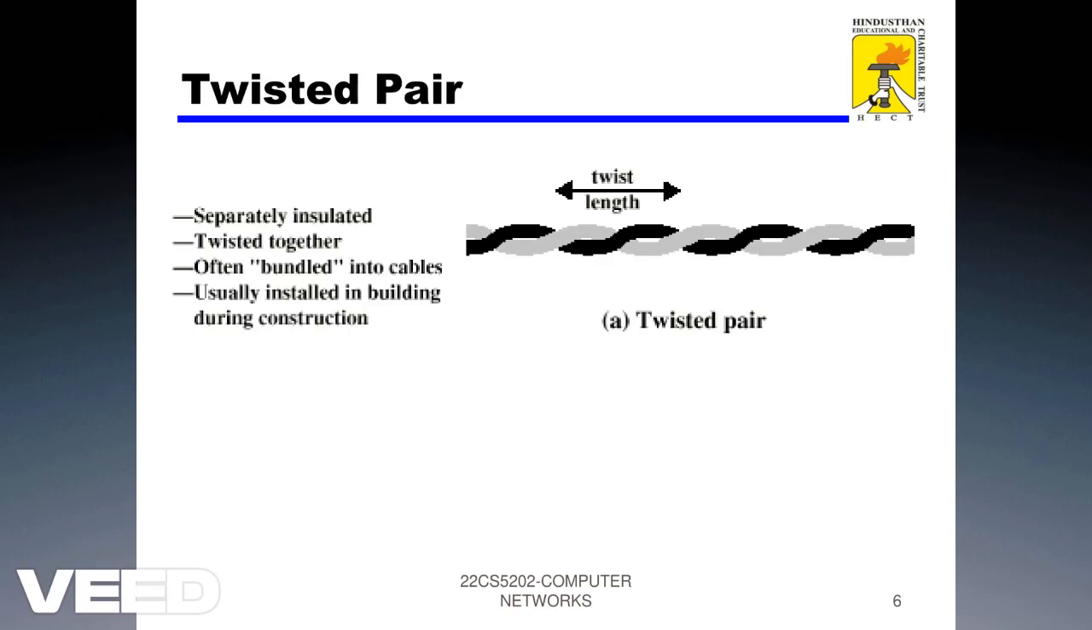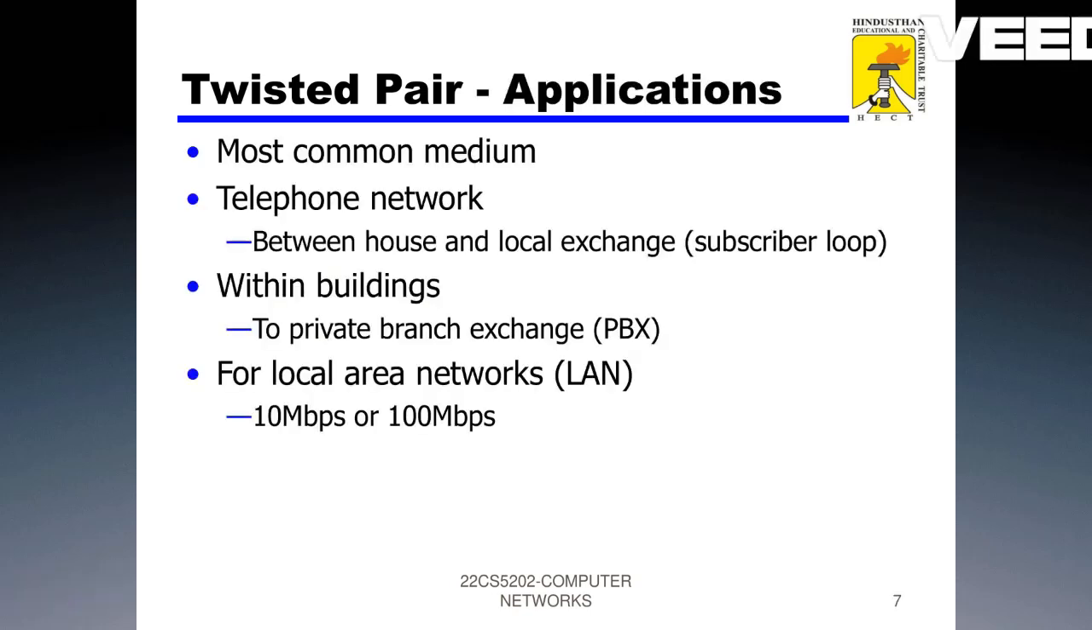First we start with the twisted pair. Twisted pair wires are separately insulated, and then twisted with each other. They are often bundled in a cable, and mainly used in buildings or construction surrounded areas. Twisted pair applications are mainly in local area applications, at 10 Mbps to 100 Mbps.